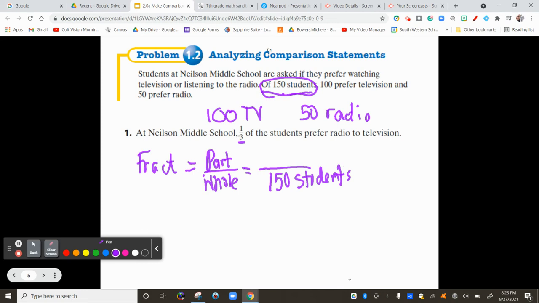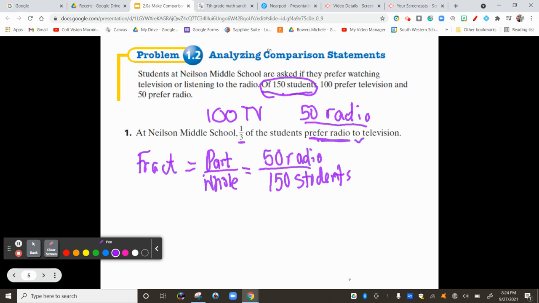Then 1/3 of them want. 1/3 of the students prefer radio. So I'm thinking of the part that prefers radio. So the radio part of this survey is 50. So 50 radio. Now you might think to yourself, but it says to television. So where does the television number go?